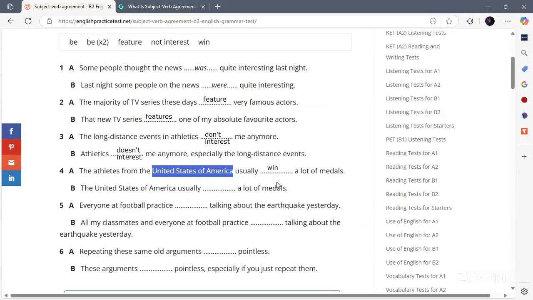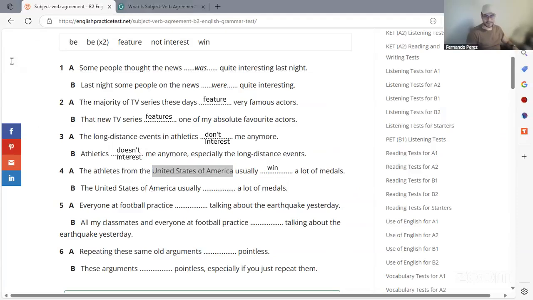The United States of America usually wins a lot of medals. Now we are talking about the country.